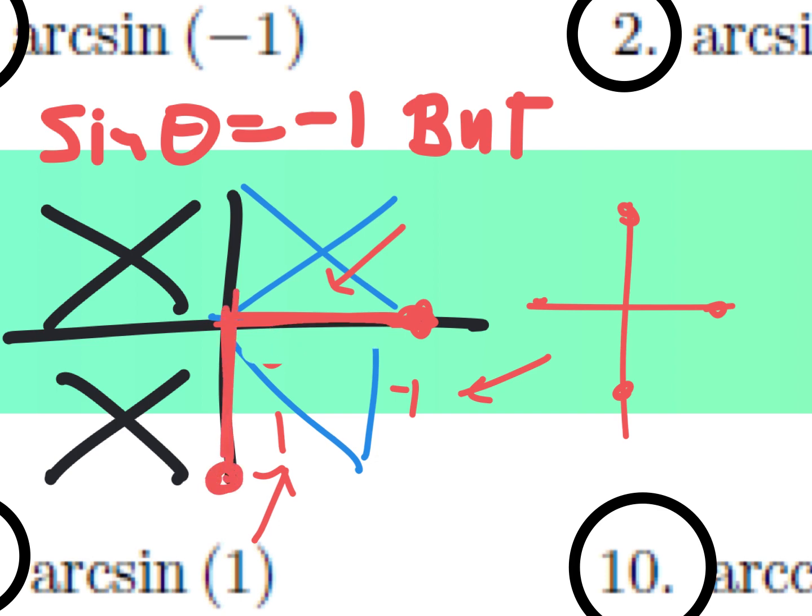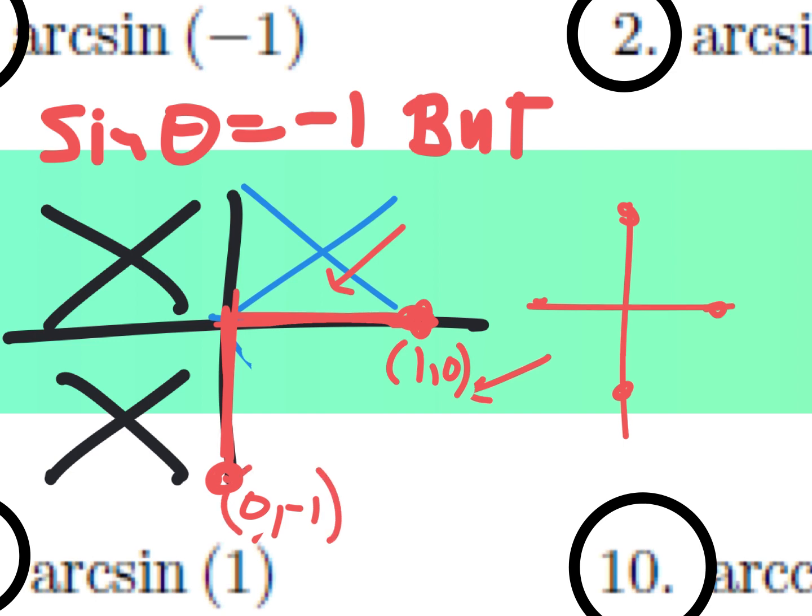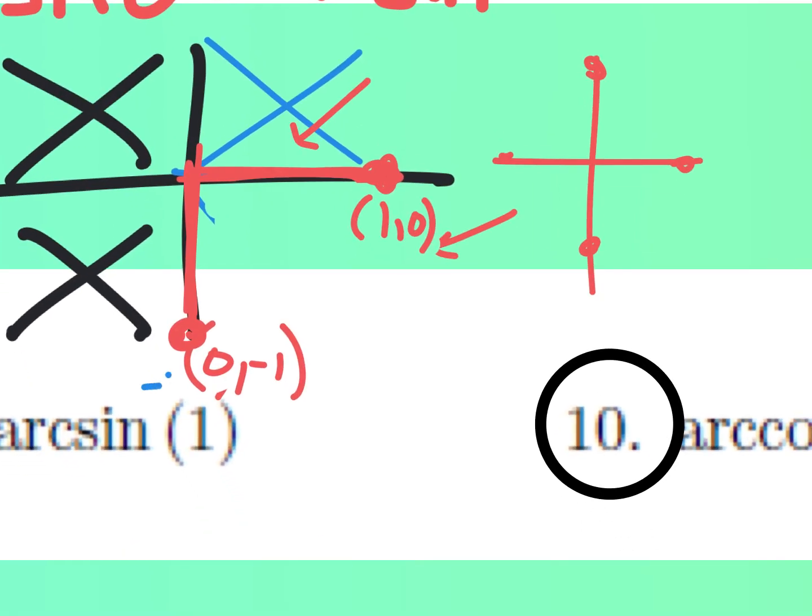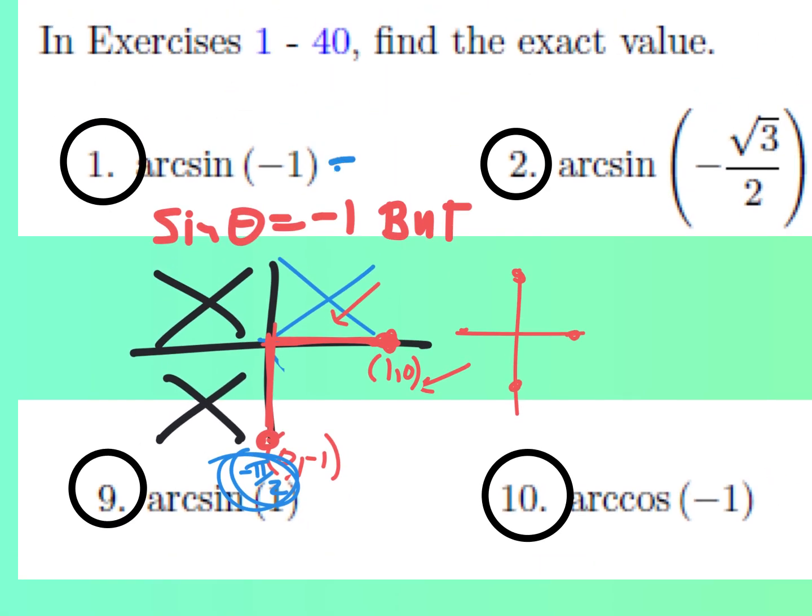Now, of those two, which one do you think it is? Well, remember circle 3. This is like 1, 0. This is like 0, -1. Which of them has sine being -1? The one going down. And is it 3 pi over 2? No. What is it? Negative pi over 2 is correct. Yay. Negative pi over 2.